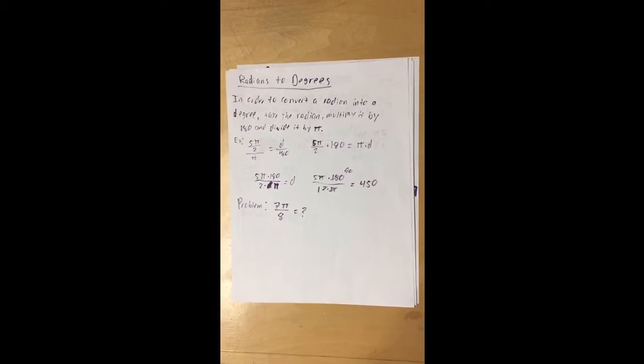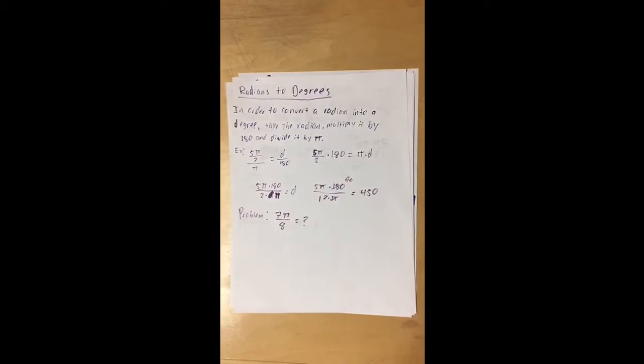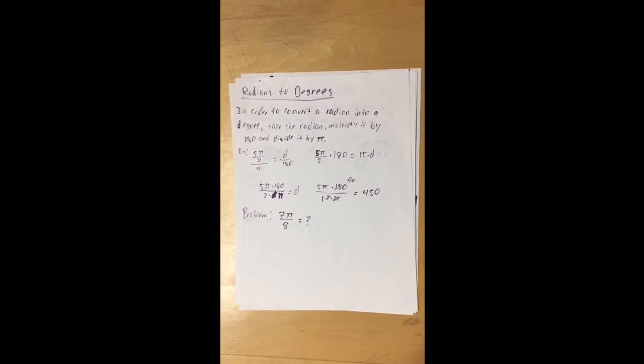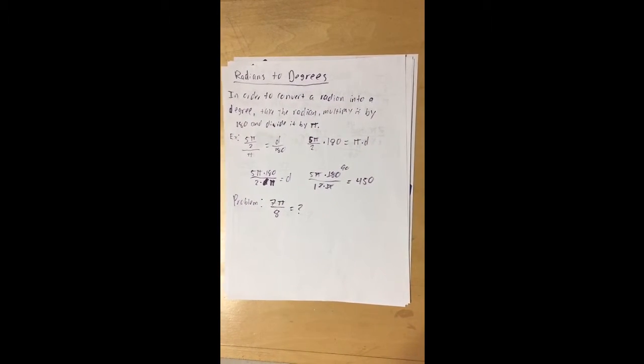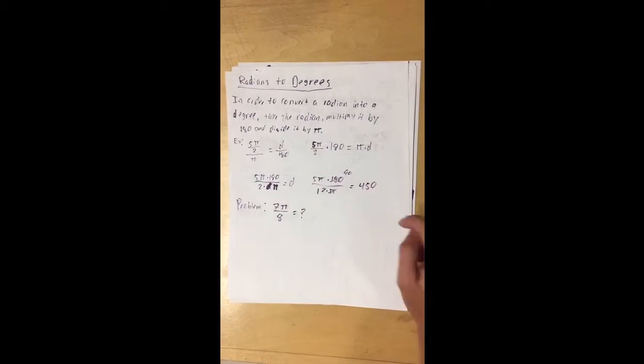So then you can convert it over to the denominator by dividing it. So it's 5 pi times 180 over 2 times pi, which equals the degrees. After that, you can simplify and multiply it up on the numerator, which gets 450.